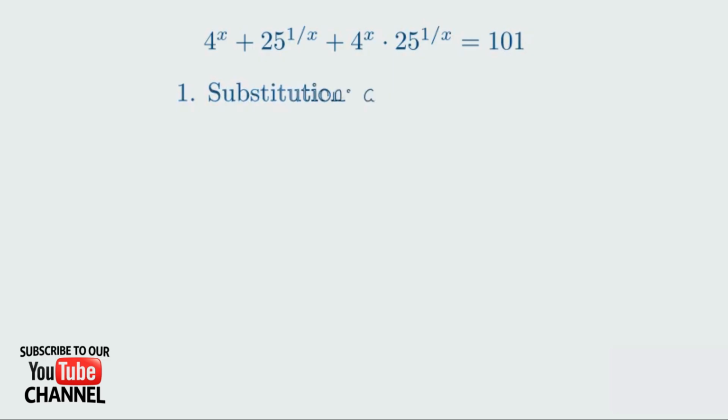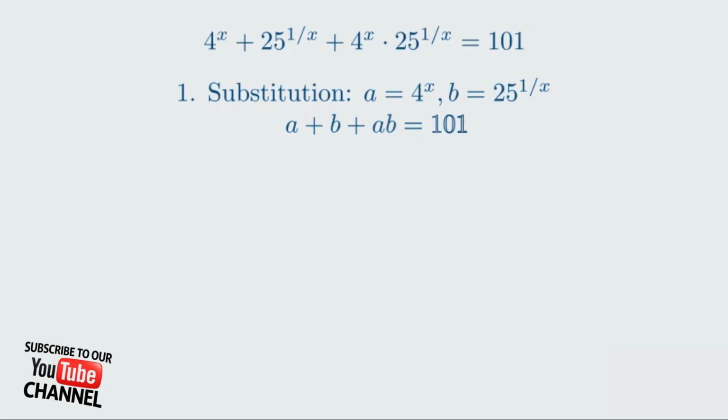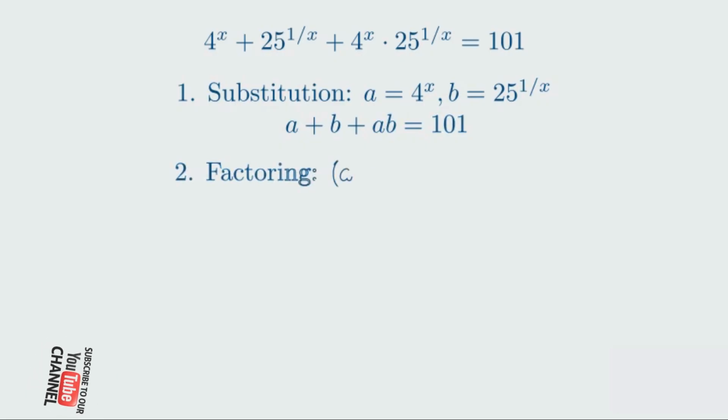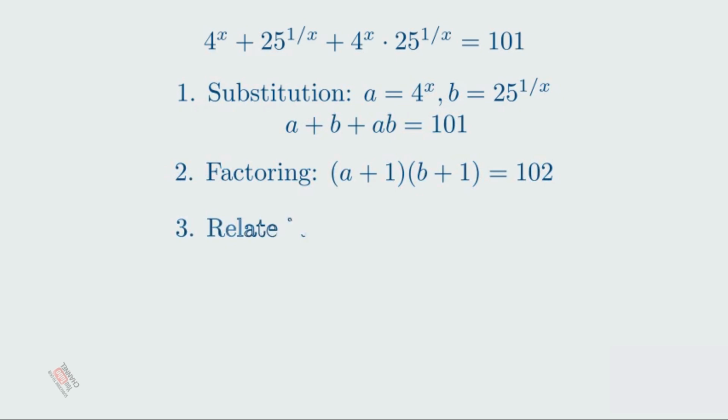We started with the equation 4^x + 25^(1/x) plus their product equals 101. First, we made the substitutions a = 4^x and b = 25^(1/x), which simplified the equation to a + b + ab = 101. Second, we factored the expression to get (a + 1)(b + 1) = 102. Third, we established the crucial relationship between a and b that captures their dependency on x.